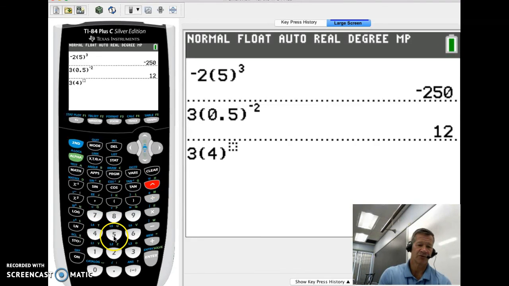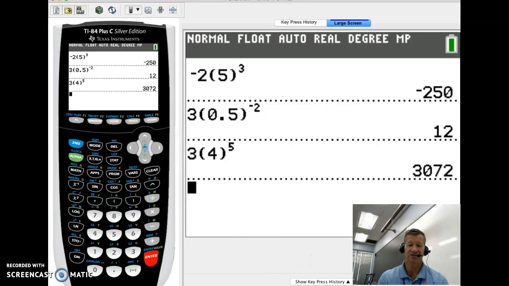So sometimes it's appropriate to use your calculator. You just don't want to be using it when you've got real small numbers, things that you should be able to do in your head. So there you go. It looks like 1,024 times 3 is 3,072.